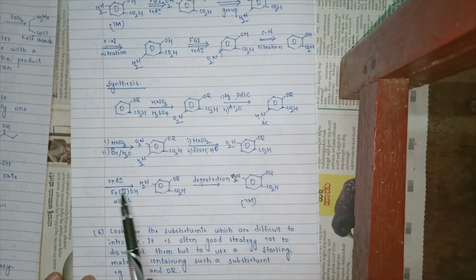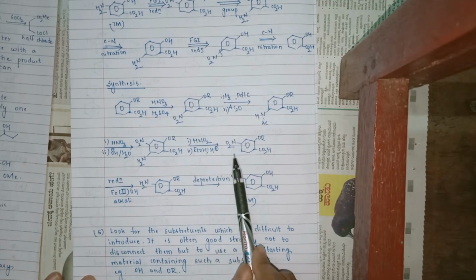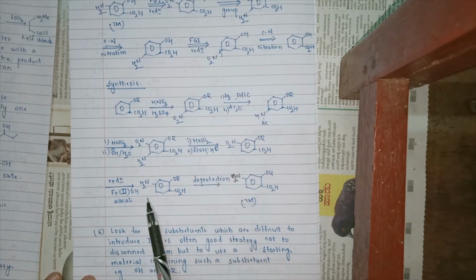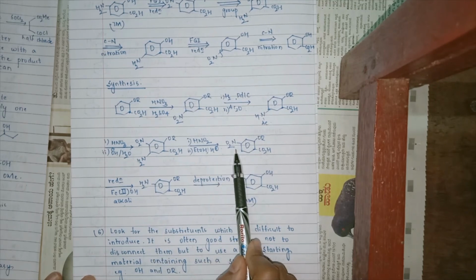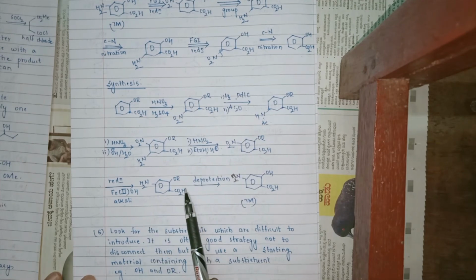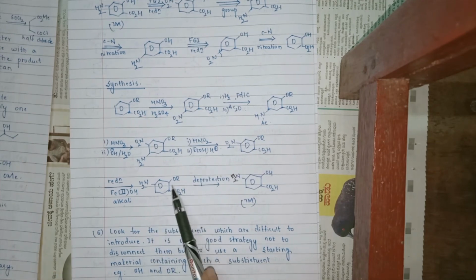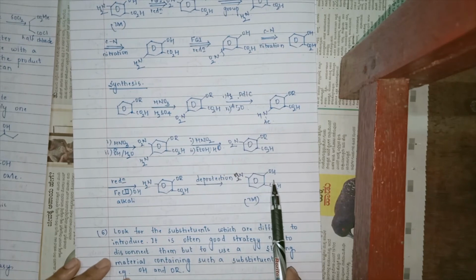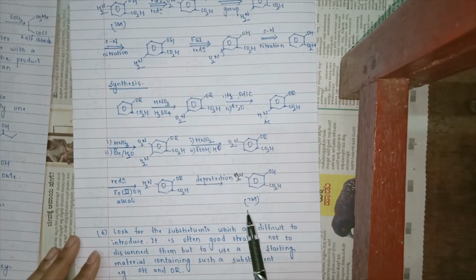Now, further reduction in the presence of iron, we reduce this NO2 to NH2. Now finally, after deprotection, this OR can be removed and we'll be getting an OH. That is, my target molecule could be synthesized.